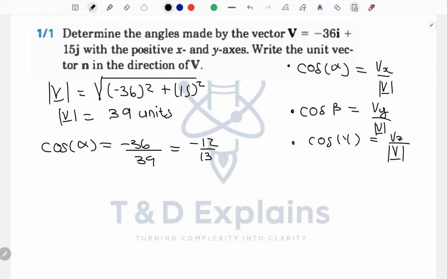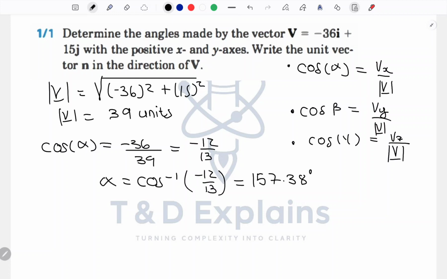Right now we get alpha, so we are going to use cos inverse. The angle alpha is going to be equal to cos minus 1 of negative 12 over 13. When you put this into your calculator, you get an answer of 157.38 degrees.